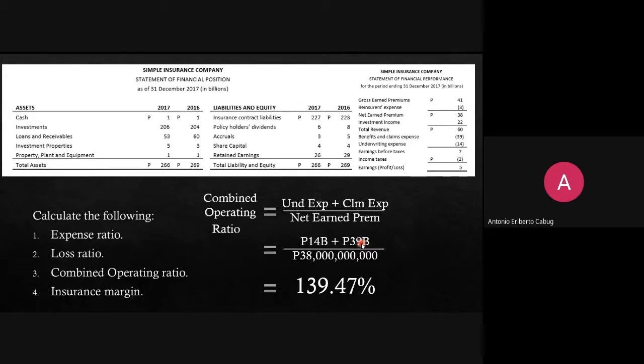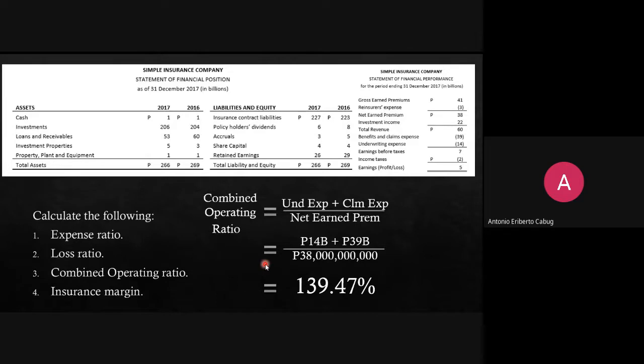And furthermore, aside from selling insurance, the insurance company also has an investment income. So dito, 22 billion yung kinikita niya from investments. Meron bang interest, dividends, kung ano man yan, no? That would be 22 billion in total.